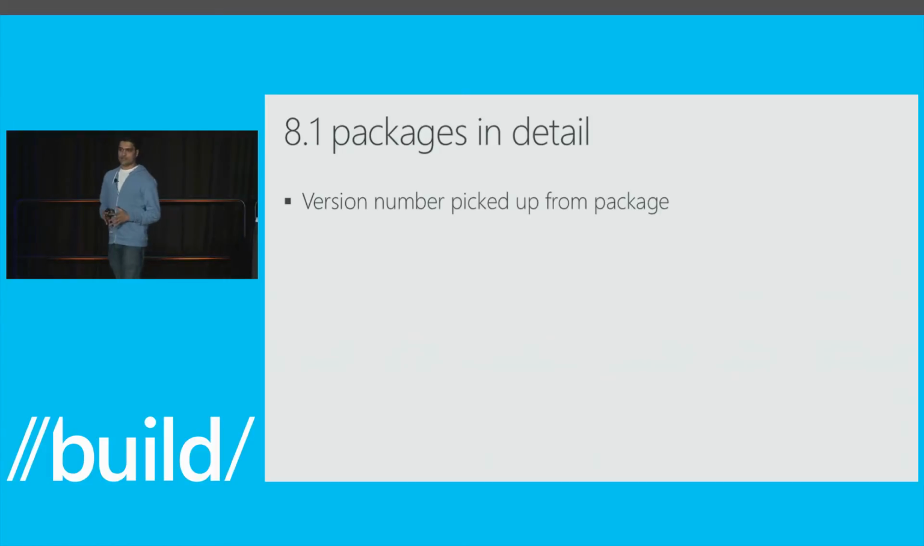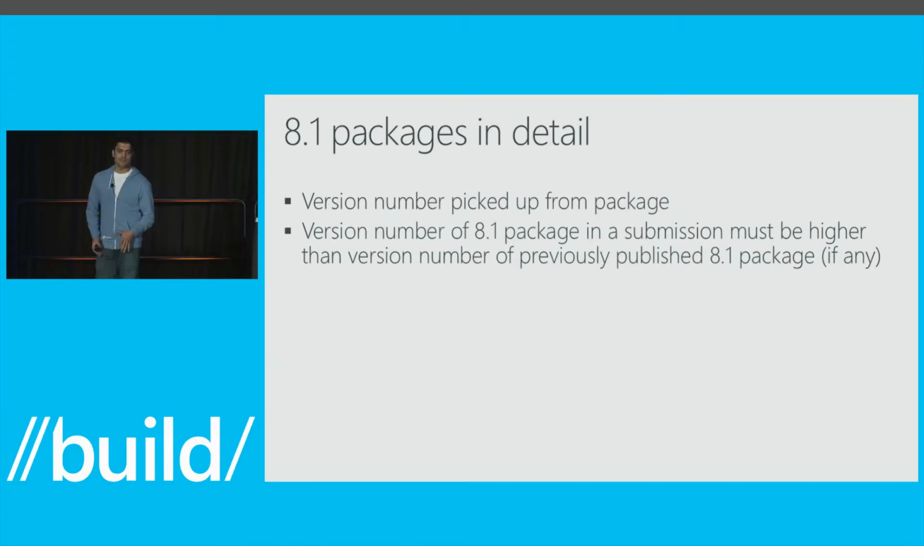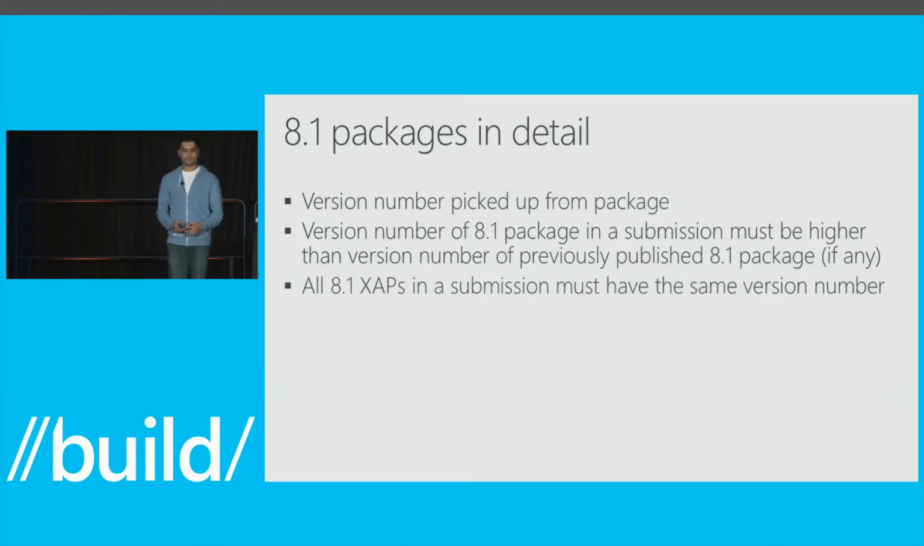Unlike 7.0 and 8.0 packages, where the version number is manually entered in Dev Center, we will pick it up from the package. This was one of the feedbacks we got: why are you making us enter it? It's already in the package. So for 8.1, we pick it up automatically. And we expect that the version number, like the one I showed you, 1.5.0.0, must be higher when you come in to update your app. And if you have multiple packages for the same platform version, let's say you decide to split up your English and German XAPs.